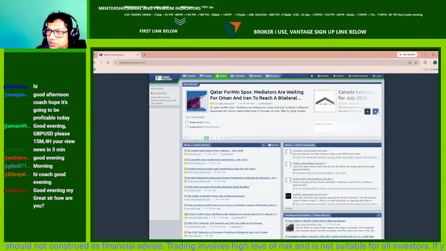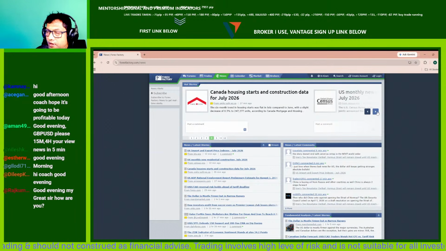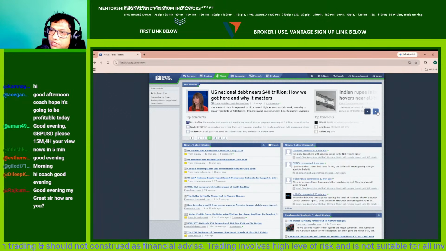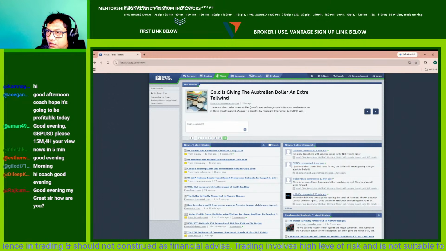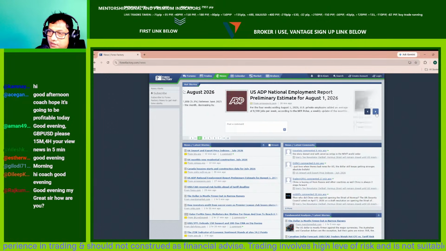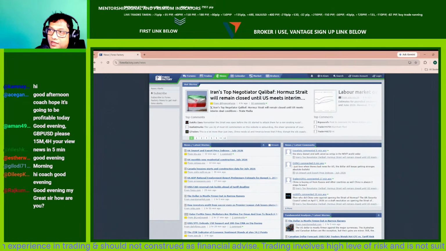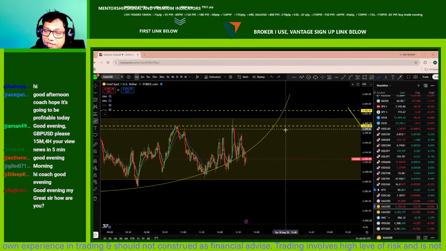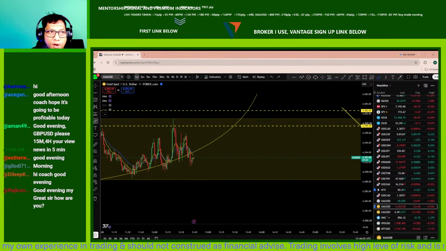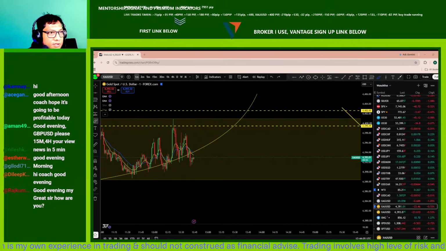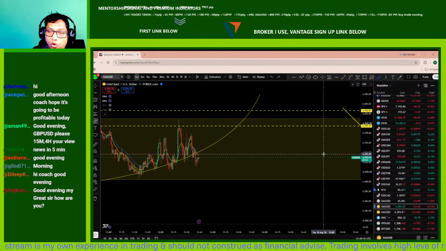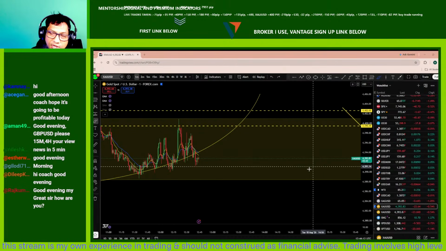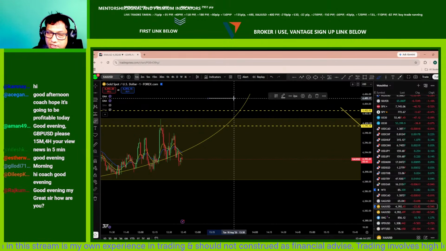Qatar firms mediator are waiting for Oman and Iran to reach a bilateral. If you look at the recent sentiment, with the current geopolitical sentiment and the news, where things are heading. At the moment, in some areas there is a war going on. Other than this, I'm looking at the interest rate as well as the technical analysis in the market.